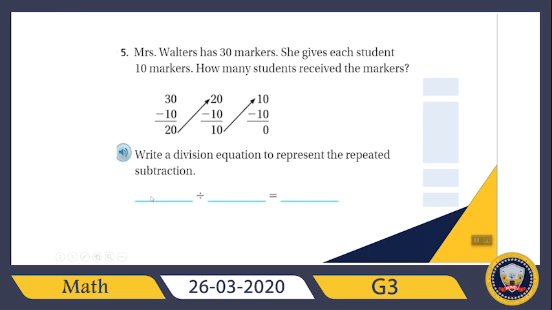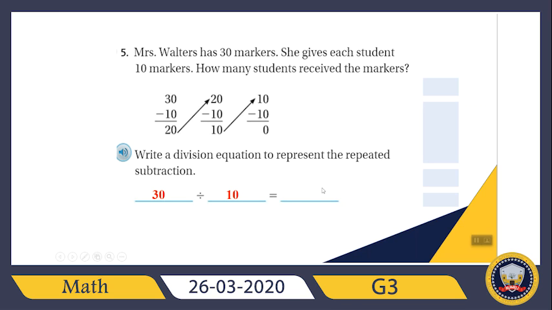First of all, for dividend, what should I write? I always need to write the biggest number given to me. Which one is biggest here? 30, right? So, as my dividend, I need to write 30. So, my dividend always should be the biggest number. What about my divisor? How many markers she gives for each student? It represents this one. How many markers in this step? In each step, she gives 10 markers for each student. So, my divisor will be 10.